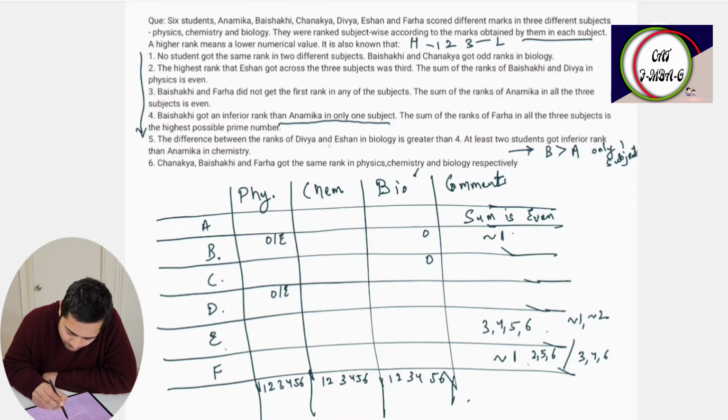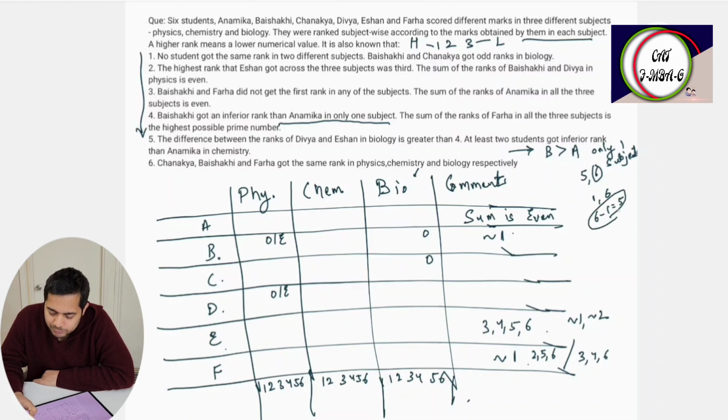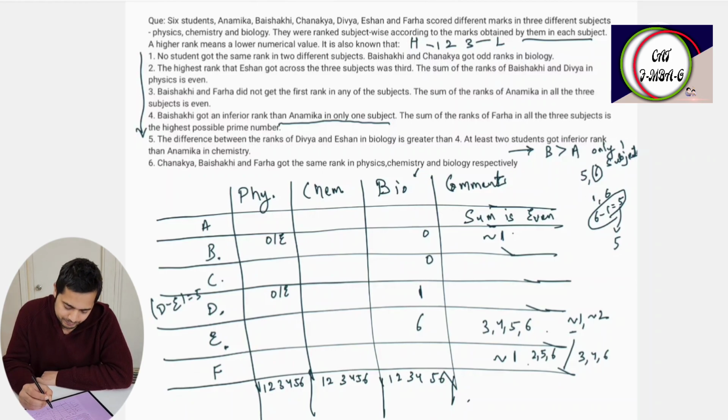The difference between the ranks of Divya and Ishan in biology is greater than 4. So what is greater than 4? Greater than 4 is 5 or 6. But the difference of two ranks cannot be 6, because the ranks go from 1 to 6 at most. So 6 minus 1 is equal to 5. So only one number is possible, that is 5. That means for Divya and Ishan, the difference of ranks, mod of D minus E, is equal to 5. But we know that E cannot have 1. So definitely E is 6 and Divya is 1. I hope you got it.